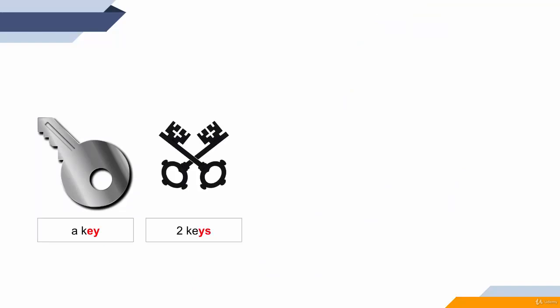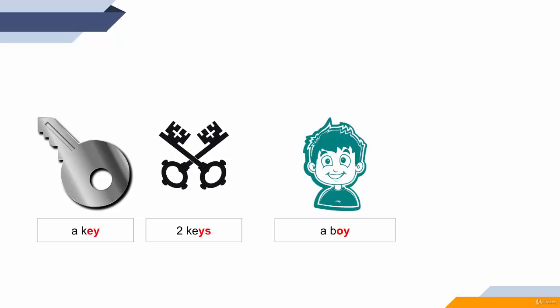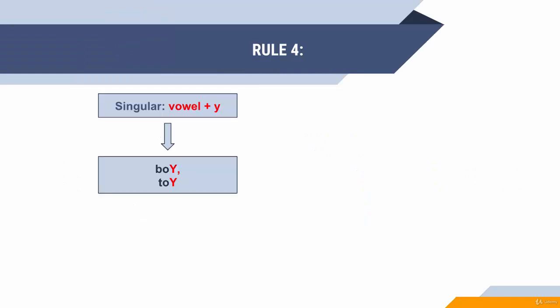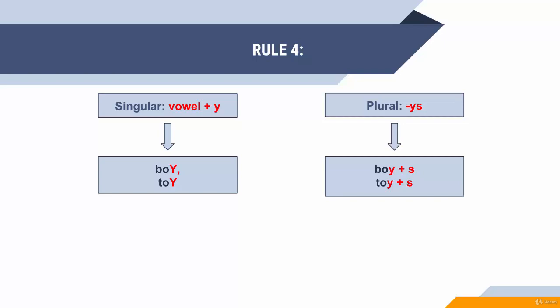And why it is important, look at this example. A key, two keys, nothing changes. Or a boy, three boys, nothing changes. You keep Y and just add S. So when the singular noun finishes in vowel plus Y, as boy, toy, key, then you form the plural when you just add S. Nothing changes. Good.